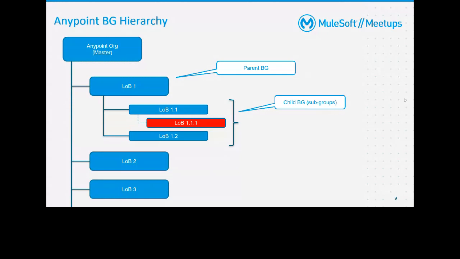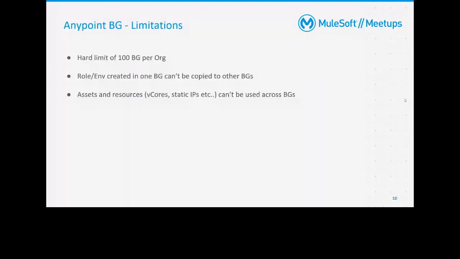Okay. The next one is roles and environments. Whatever you create in one business group can't be copied, so there is no provision. You need to create roles and environments again if you add another business group, so it is going to be a new exercise. We don't have any automated way as of now. But definitely there is a provision.